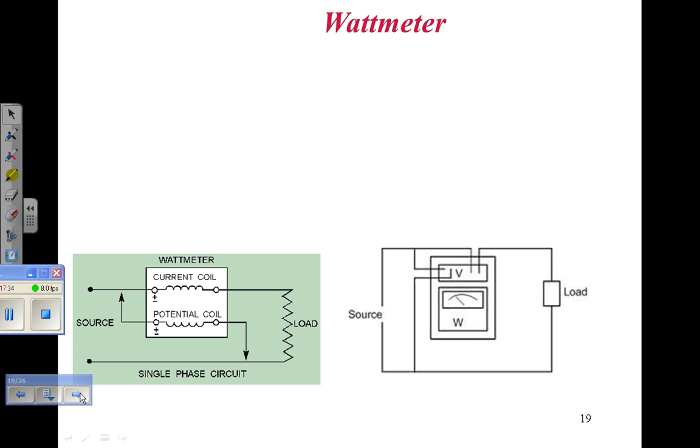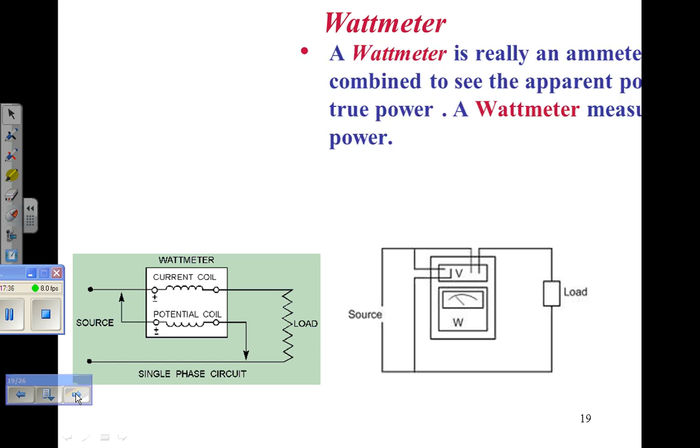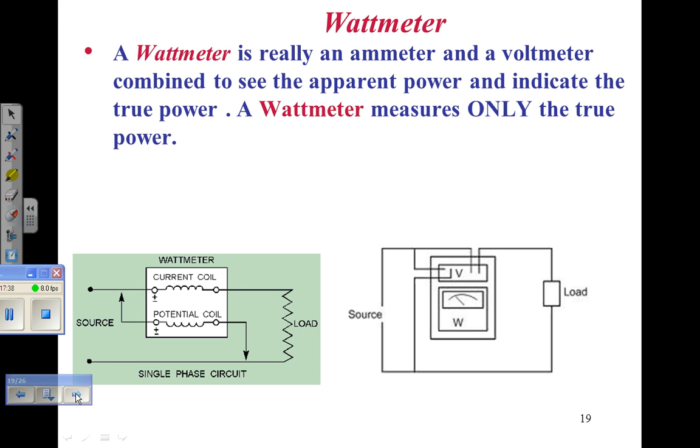Okay, now a wattmeter. A wattmeter is really an ammeter and a voltmeter combined to see what apparent power it sees and indicate the true power. Watts is a measurement. Have we talked about true power and apparent power here? We have not, have we? Okay. Let me tell you, this is a good time to tell you this.